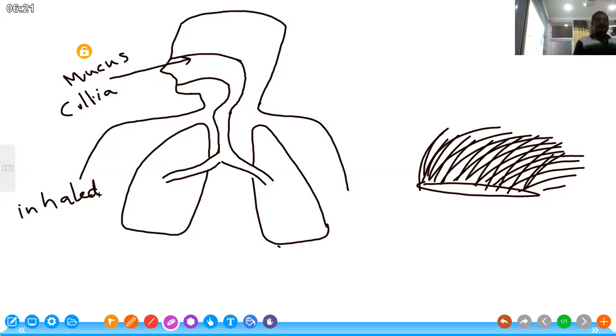It protects lungs from foreign substances. Same sentence: it protects lungs from foreign substances. Protect lungs from foreign substances.